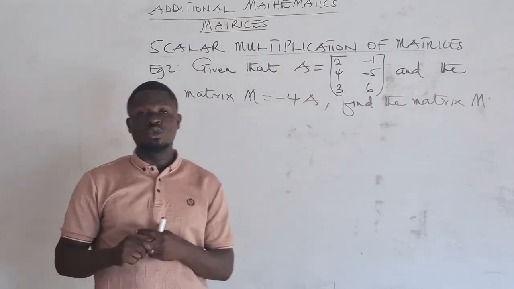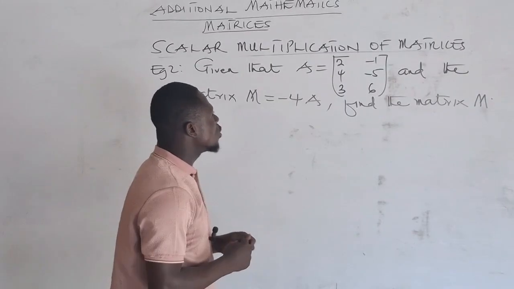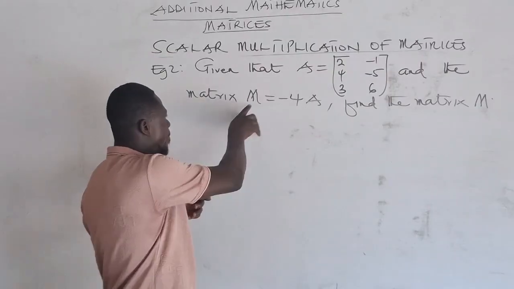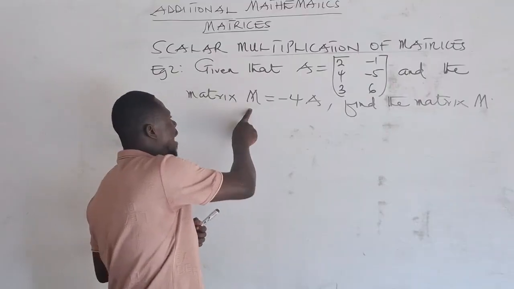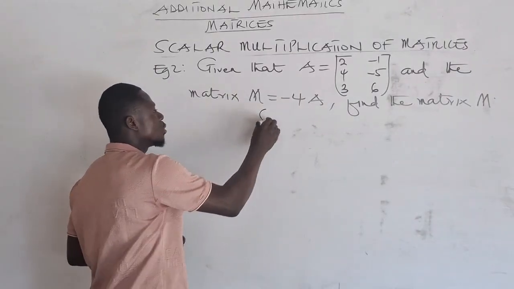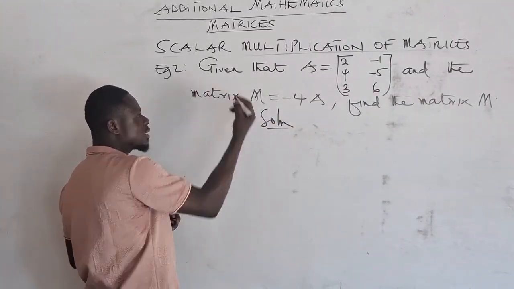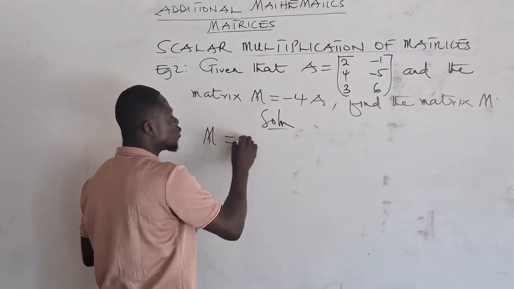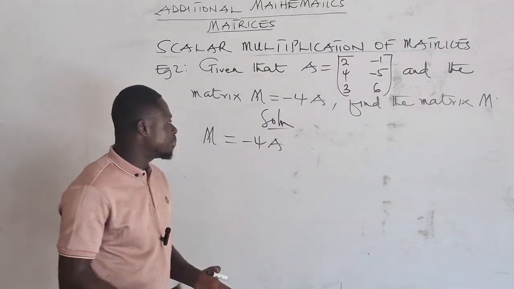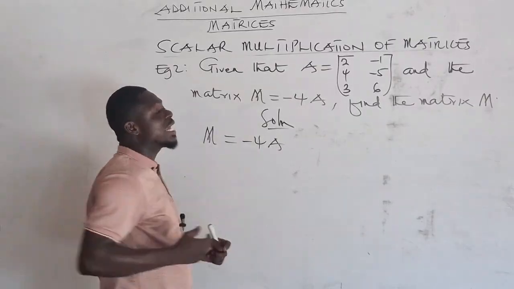In our example 2, we are given that matrix A is equal to 2, -1, 4, -5, 3, 6. And we have been given another matrix, matrix M is equal to -4A. Find the matrix M. So it means that in order to obtain the matrix M, we have to multiply a certain scalar, which is -4, by the matrix A given.